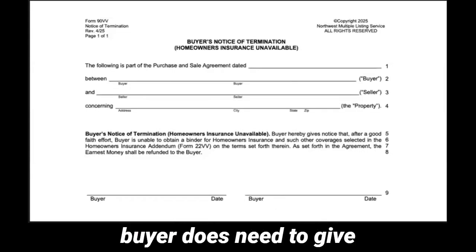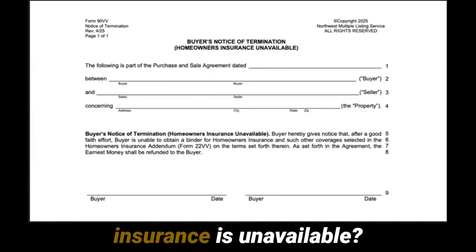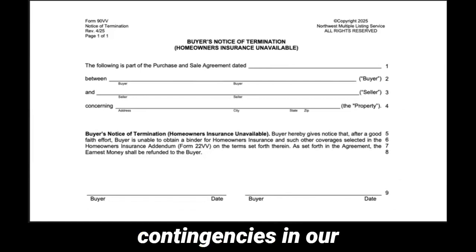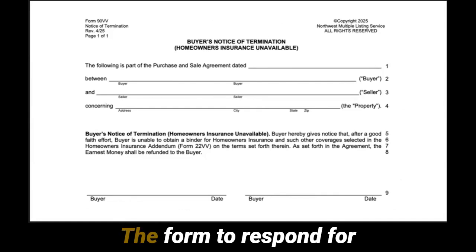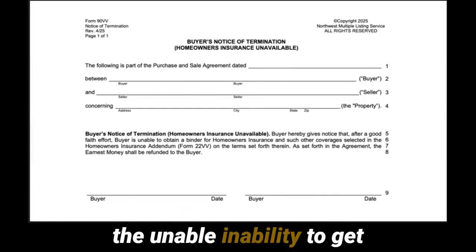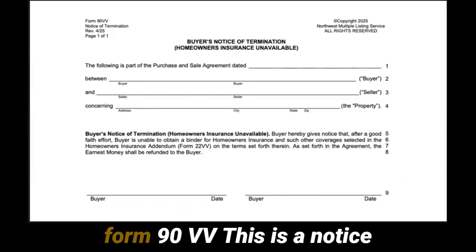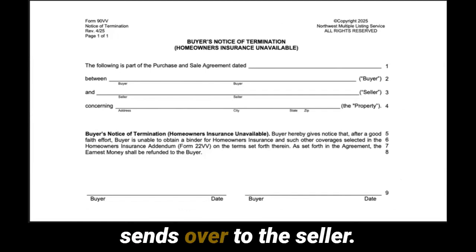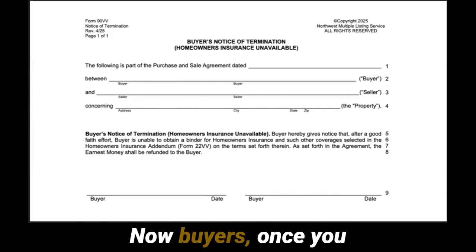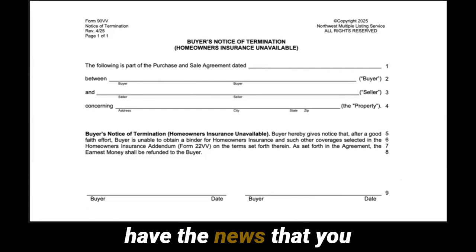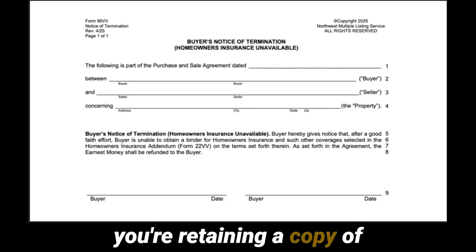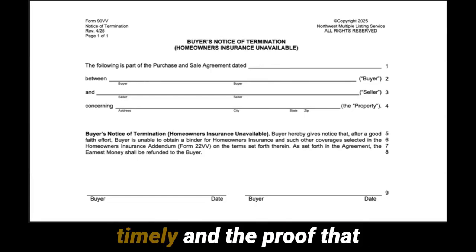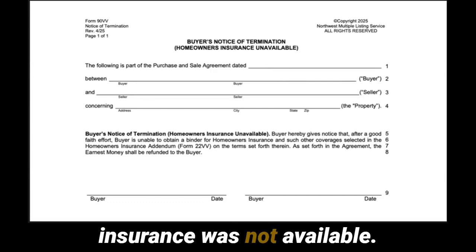So what happens if the buyer does need to give notice that homeowner's insurance is unavailable? Like most of the contingencies in our contract, we do have a form for the response for this. The form to respond for the inability to get homeowner's insurance is Form 90VV. This is a notice that the buyer signs and sends over to the seller. Now, buyers, once you have the news that you don't have the ability to get insurance, make sure you're retaining a copy of the application being made timely and the proof that insurance was not available.